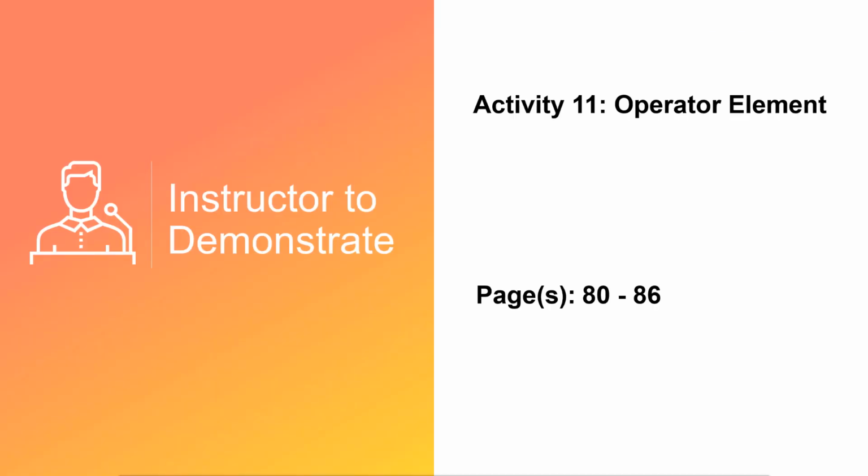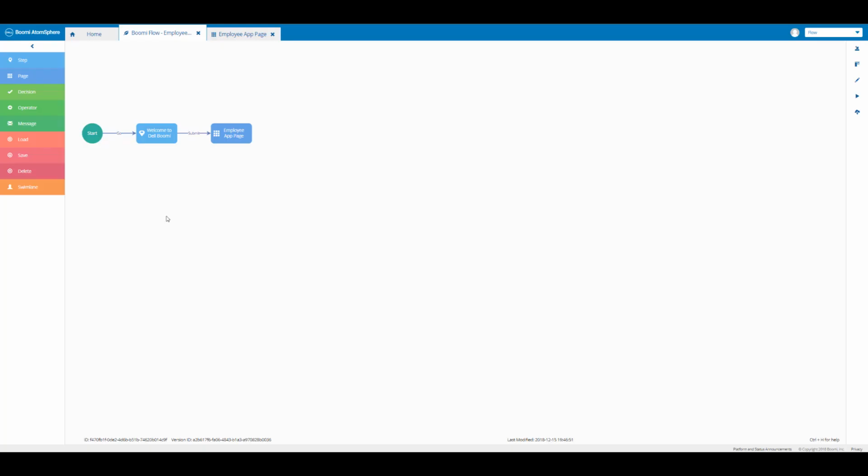In this activity, I will demonstrate how to create operations in BoomiFlow using the operator element. Now on the BoomiFlow build canvas, I'm going to locate the operator element, and we're going to place this next to our employee app page element. So I'm going to drag it to the canvas here, and using the dotted red lines, I can line it up with the page element.